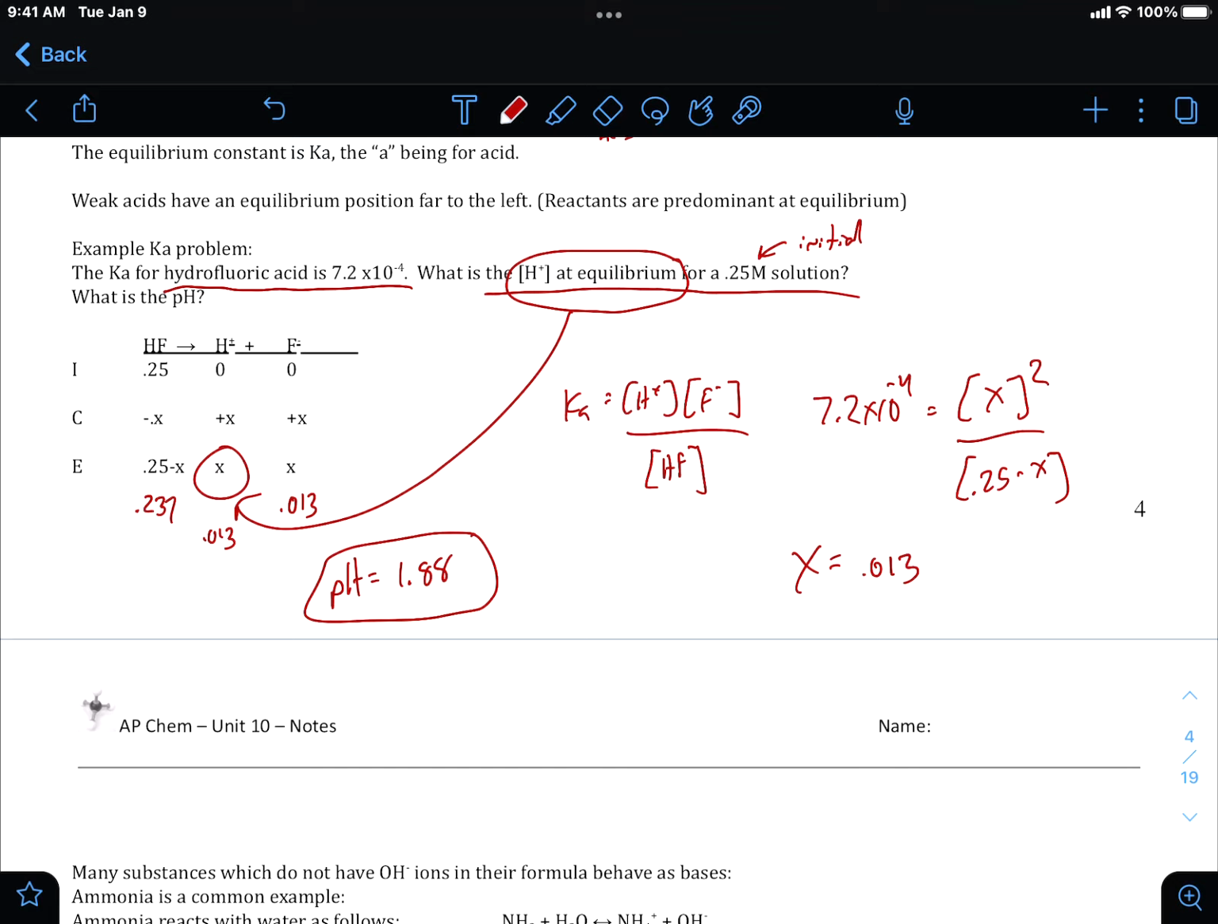This is your standard weak acid problem. Very, very typical. Can you find the pH? Can you find H plus if you're given the Ka and the initial concentration?